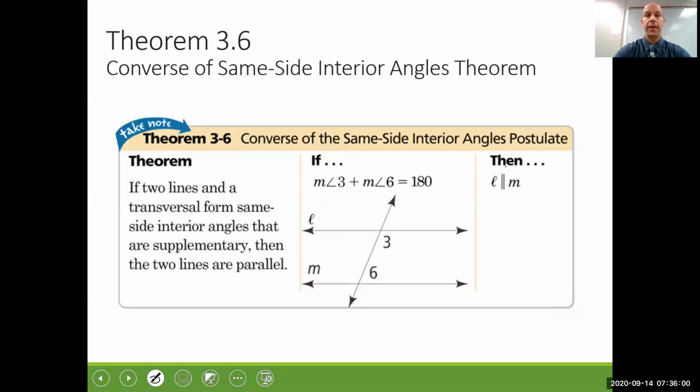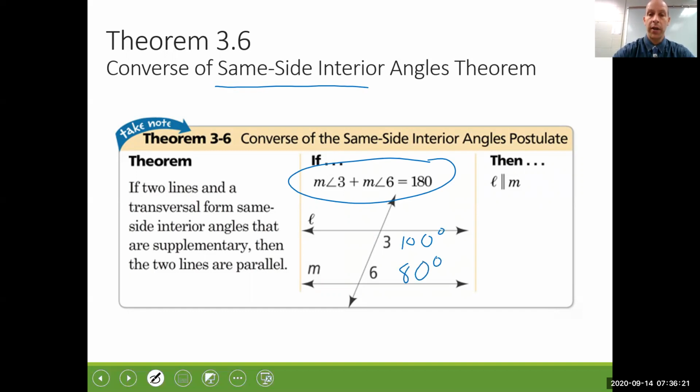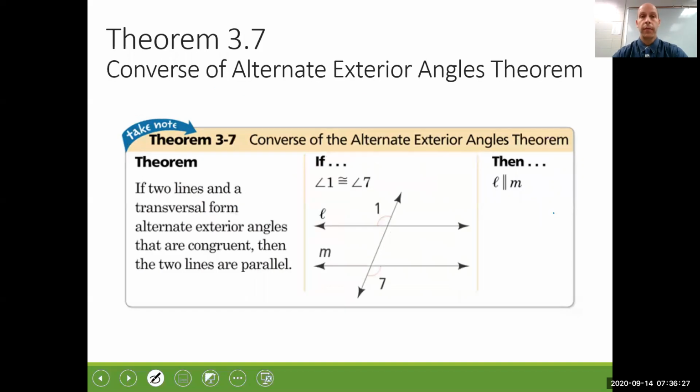Theorem 3.6, this is the converse of the same side interior angles theorem. It says that if two lines and a transversal form same side interior angles that are supplementary, then the two lines are parallel. In other words, if the measure of angle 3 is, let's say, 100 degrees, and the measure of angle 6 is, let's say, 80 degrees, what's 80 plus 100? Well, that's 180. Then the lines are parallel.